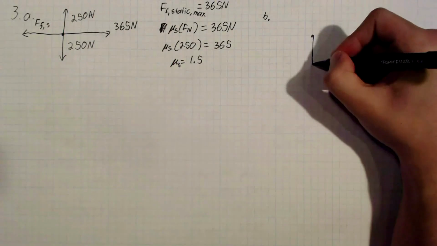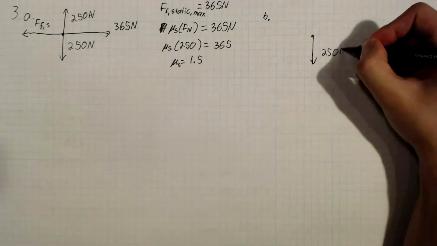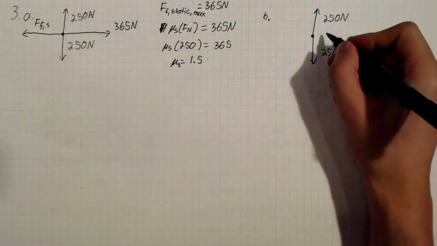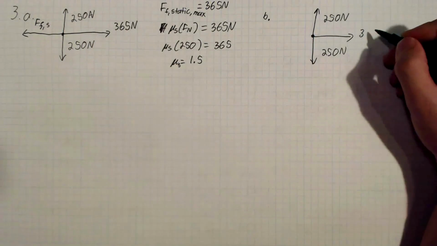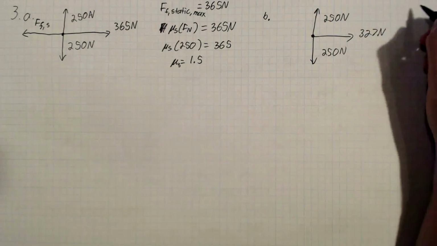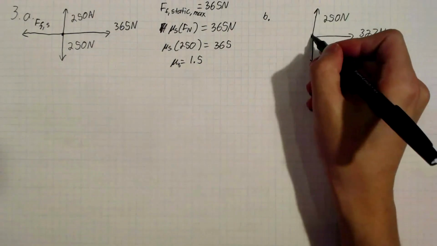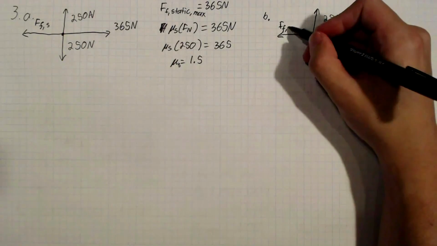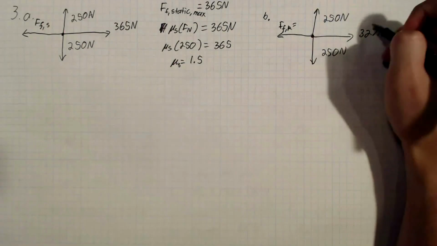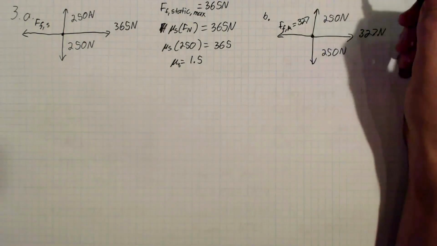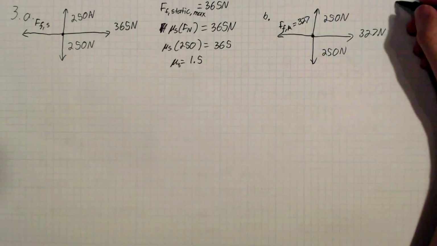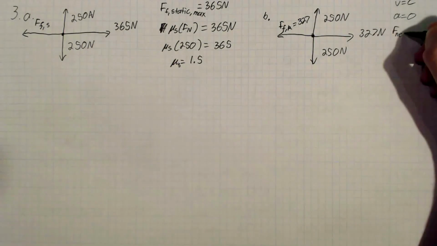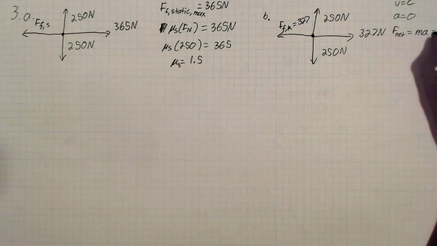And then for part B, it's the same chair. So it's got the same weight down, same normal force up, except the applied force this time is only 327 newtons. And it's moving at a constant velocity, which again means net force is going to be 0. So our force of friction, that's kinetic, is going to be equal to the applied force. Because, again, velocity is constant, therefore acceleration is 0. Therefore, your net force, which is equal to ma, is going to be equal to 0.